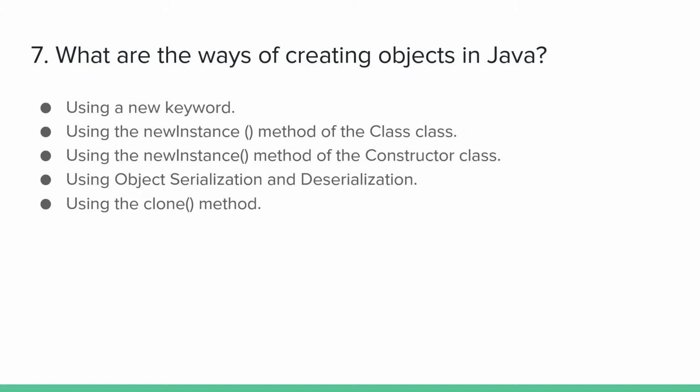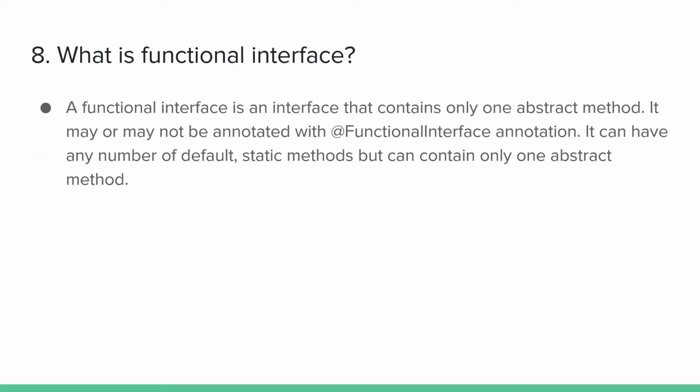What are all the ways of creating objects in Java? Using a new keyword, using a new instance method of the class, using a new instance method of the constructor class, using object serialization and deserialization, using the clone method. Out of this, please pay special attention to object serialization and deserialization if you are preparing very seriously, and that would be really helpful. There can be a question on that too. We will handle that a little later.